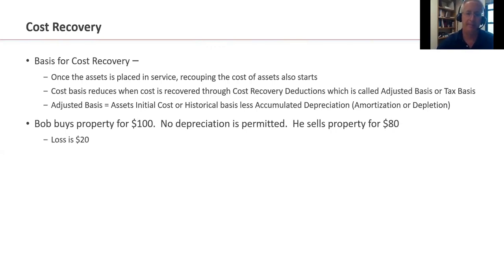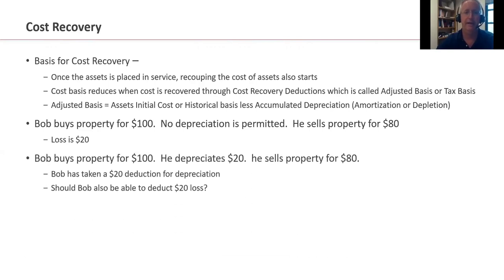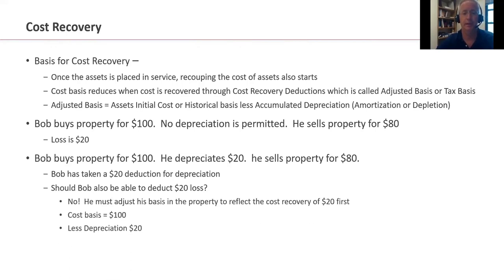So if Bob buys property for $100, and no depreciation on that property is permitted, so maybe it's land, and he sells the property for $80, he clearly has a loss of $20. If on the other hand, he buys property for $100, he depreciates it for $20, then he sells it for $80, well, Bob's already taken a $20 cost recovery deduction. As a result, he should not be able to deduct an additional loss. And he won't, because we will adjust the basis down to reflect the depreciation Bob took. So his adjusted basis will go from 100 to 80. When he sells it for 80, no gain or loss. Why? Well, he's already deducted the $20 loss through depreciation. And that's what I just described to you.